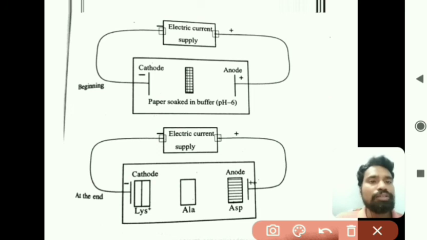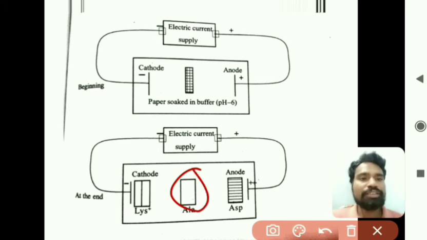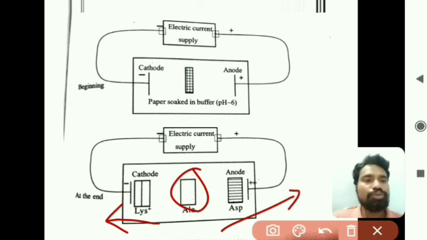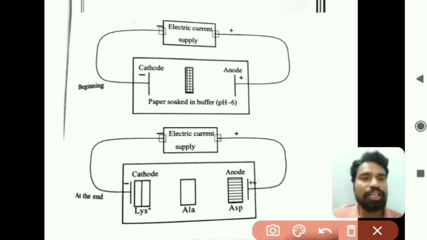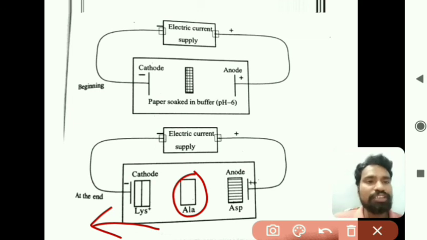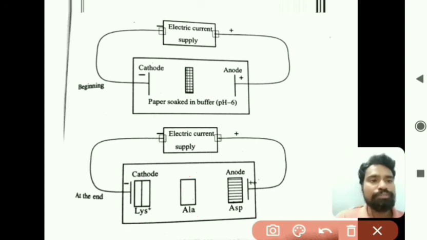So the mixture of three amino acids: one stays there in between the electrodes, one moves towards the cathode and another one moves towards the anode, right. In this mixture alanine stays here itself, lysine as it is a cation moves towards the cathode, and aspartic acid as it is in anion form moves towards the anode. So this mixture of alanine, lysine and aspartic acid can be separated through this process, by using isoelectric point values. Thank you.